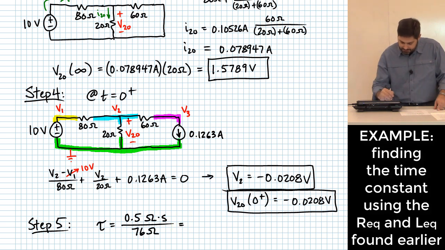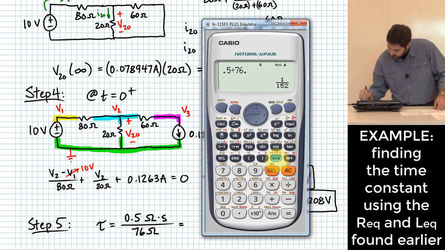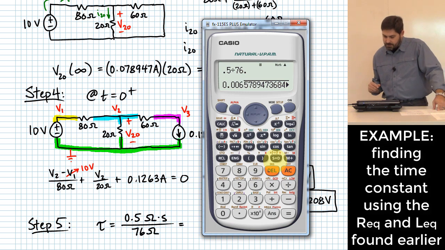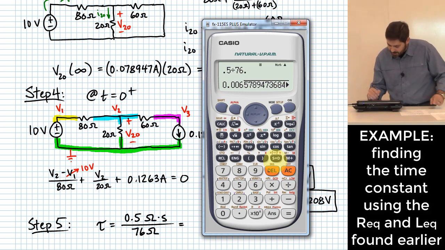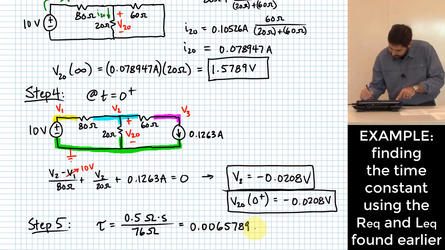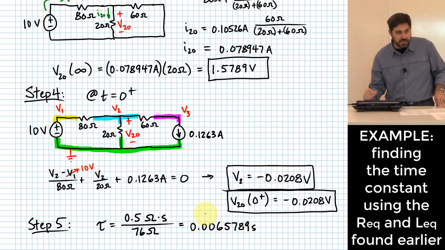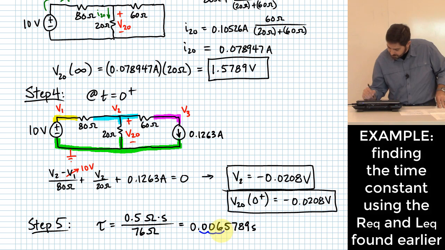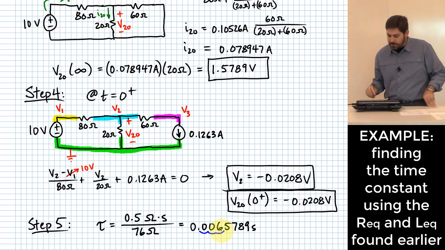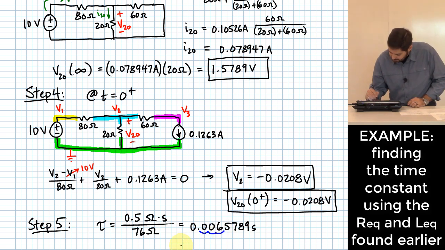What does it give us? Okay, 0.0065789 seconds. Or if you want to convert this into milliseconds, how would you do it? Okay, milliseconds, you move that decimal 3 places. This is just going to end up being 6.5789 milliseconds.